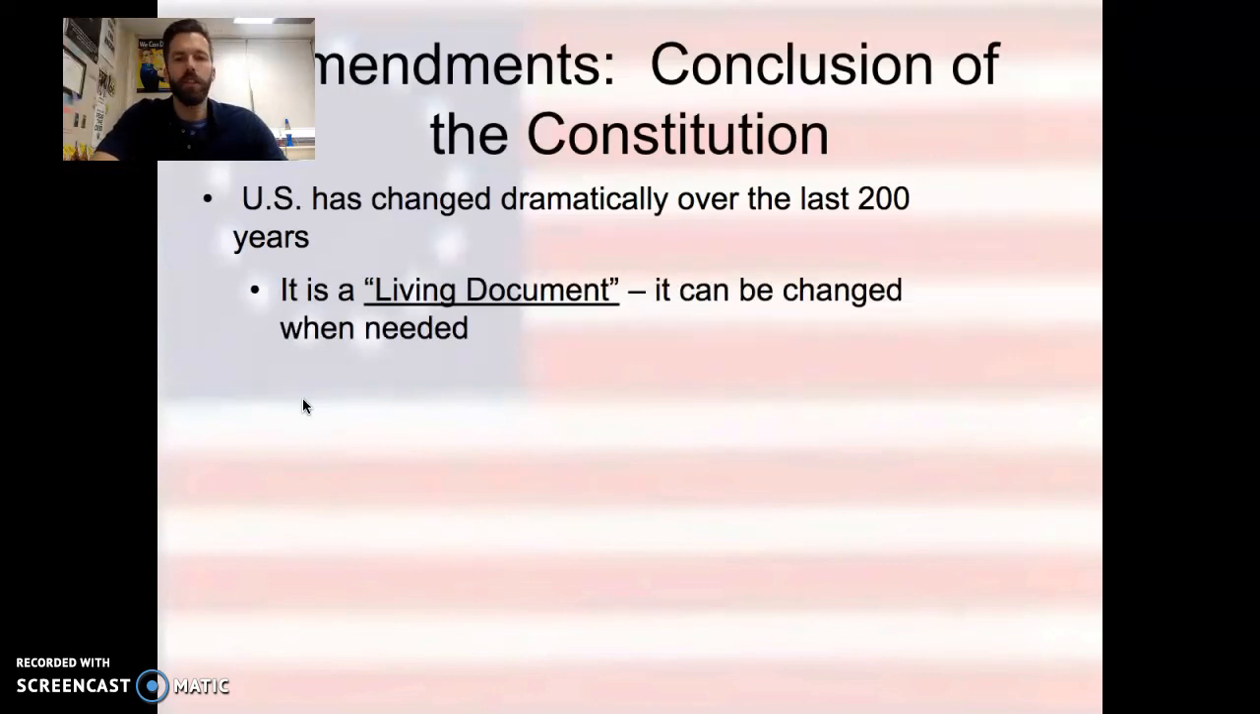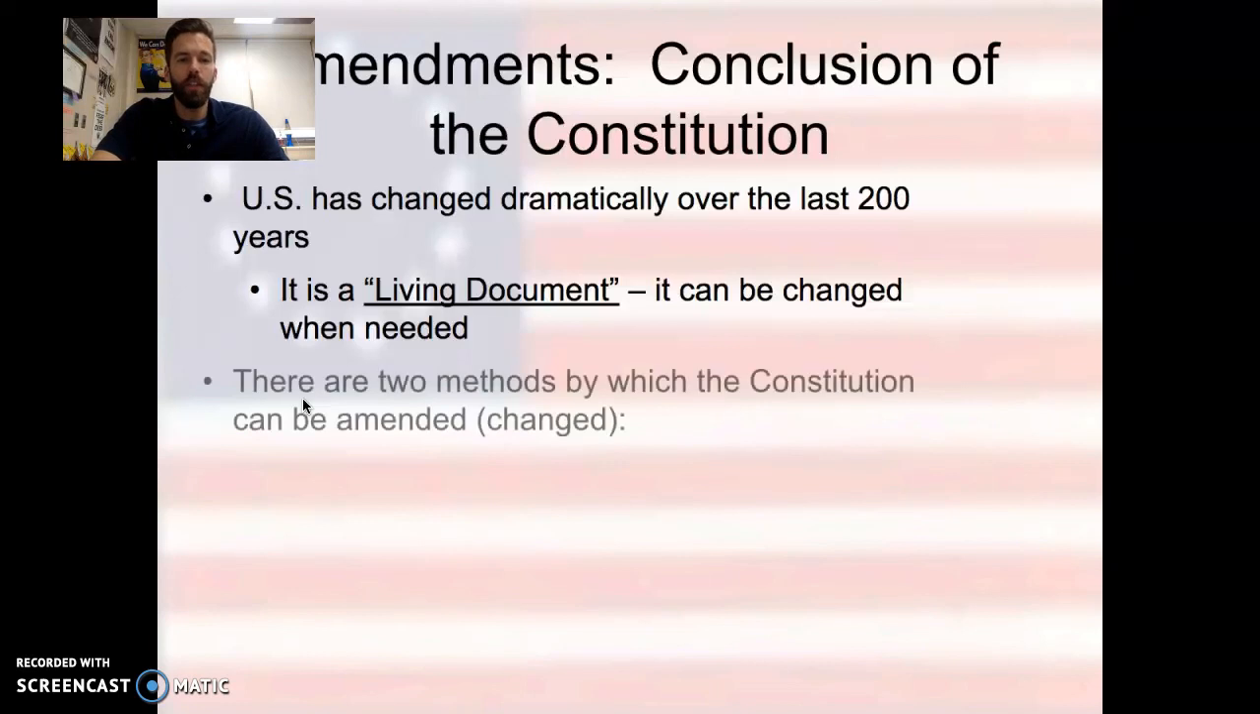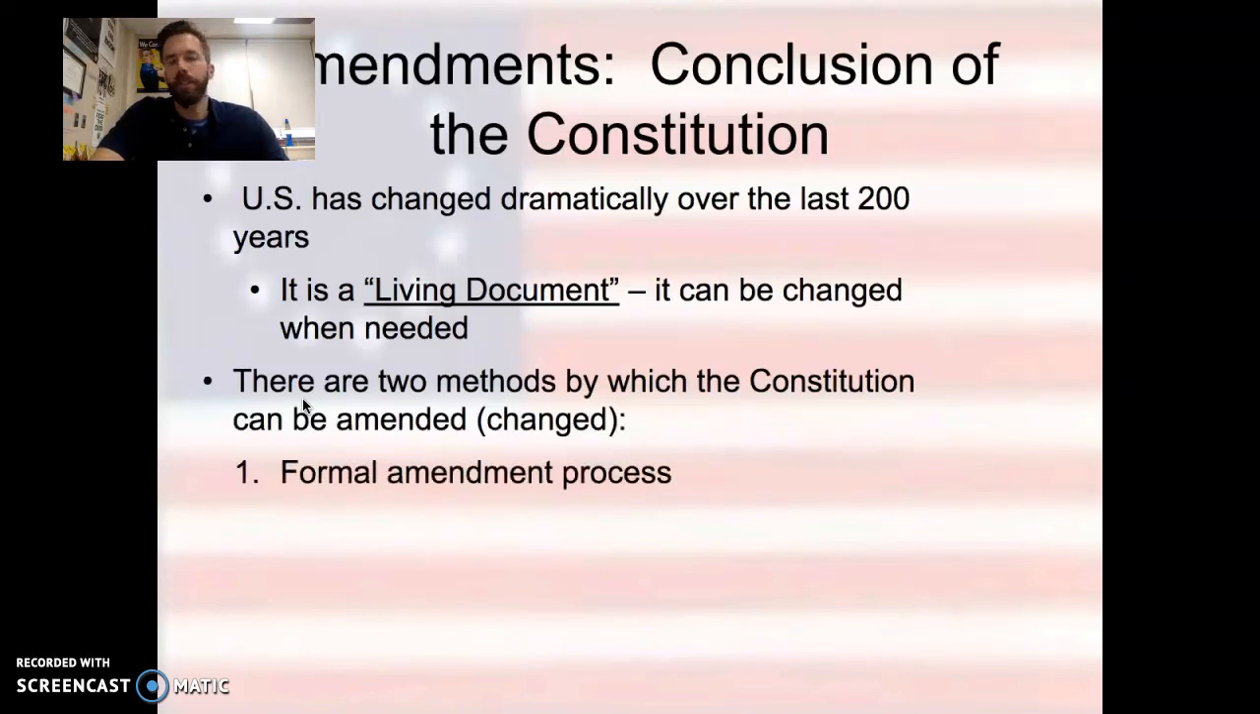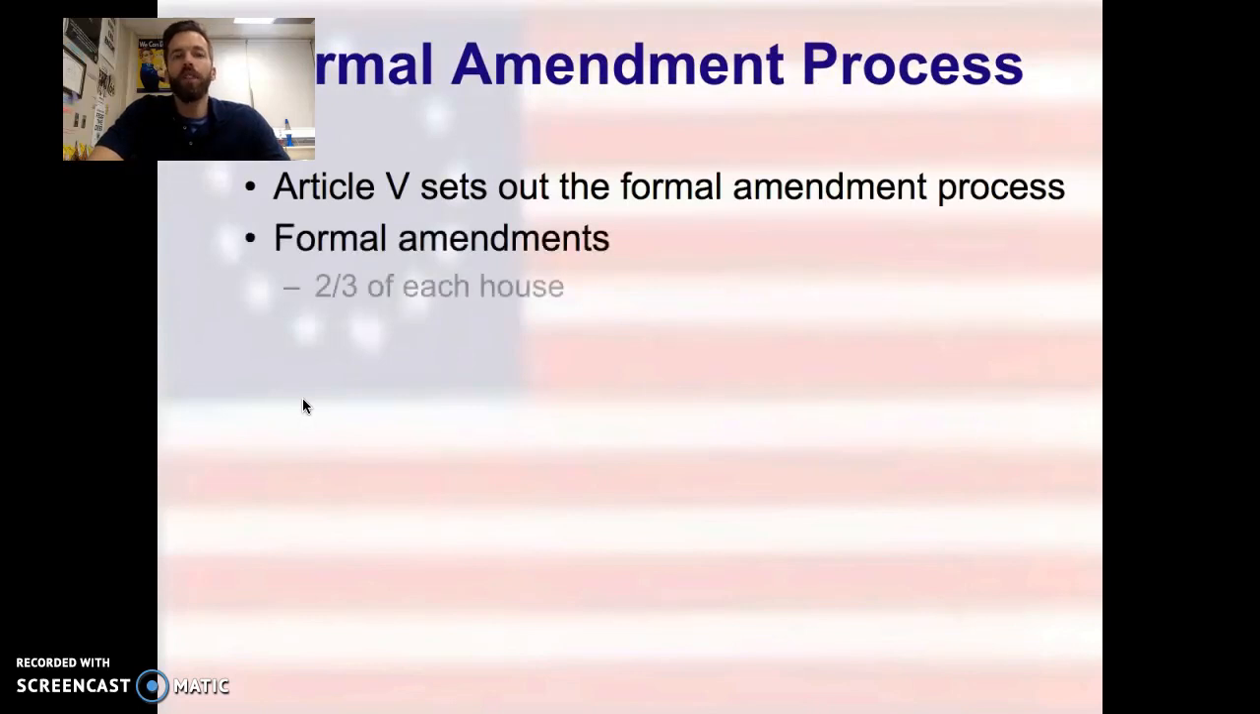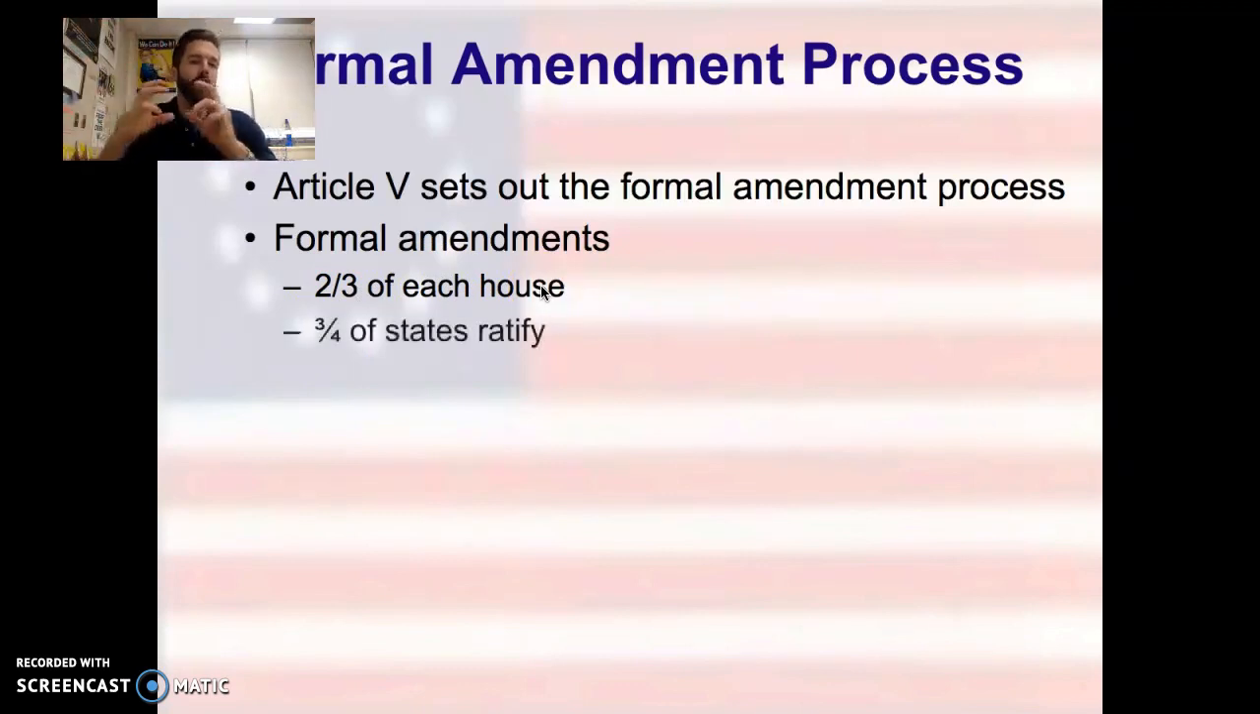So the Constitution is considered a living document. It can be changed. It has changed. And there's two methods. Okay, there's the formal method and the informal method. Okay, so the formal amendment process, which is set out in Article 5, if you want to change the Constitution, the actual wording, okay, you have to have a 2/3 vote of each house. So 2/3 of the House of Representatives, 2/3 of the Senate. Then that constitutional amendment goes to the states, and you have to get 3/4 of all the state legislatures to ratify it. This is very difficult.